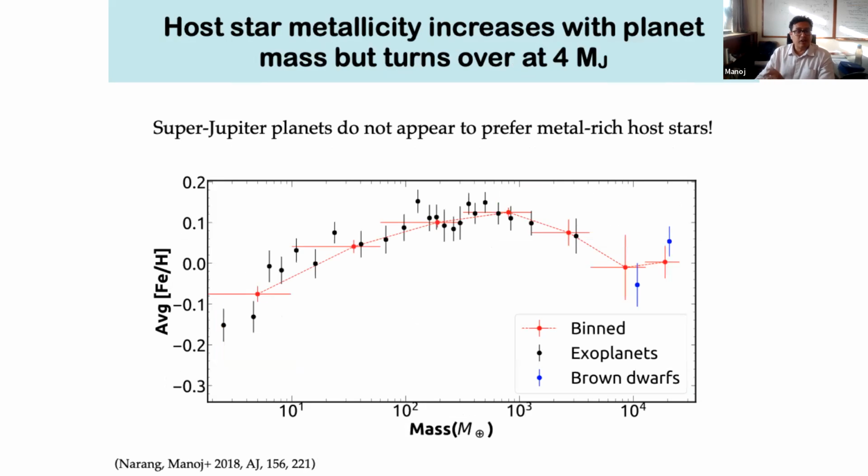Not just that, one of the interesting things we found was this. If you plot average metallicity, averaged in bins, as a function of planet mass, going from Earth-like planets to about Saturn and Jupiter, here, 300 Earth masses is a Jupiter mass, so Jupiter is somewhere here, the average metallicity gradually increases. This is an average metallicity, remember, and in a given bin, it increases.